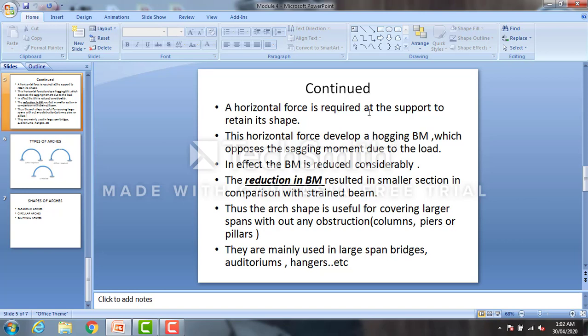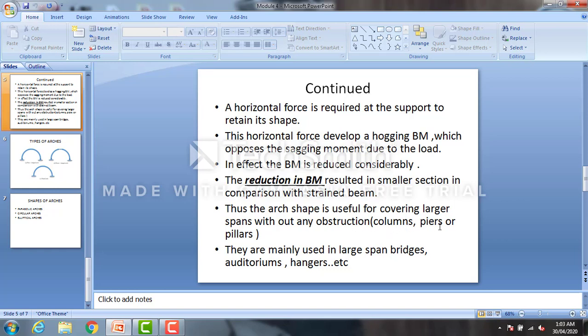Horizontal force is required at the support to retain its shape. This horizontal force develops a hogging bending moment which opposes the sagging bending moment due to the load. So in effect, the bending moment is reduced considerably. Our main aim is to reduce the bending moment. When the bending moment reduces, the required cross section is also reduced. Thus, the reduction in bending moment results in a smaller section in comparison with a simple beam carrying UDL or any load. Thus, the arch shape is useful for covering larger spans without any obstruction.